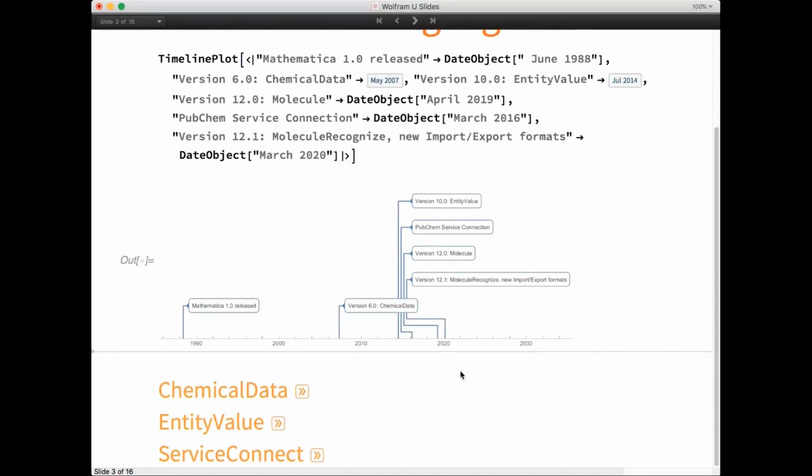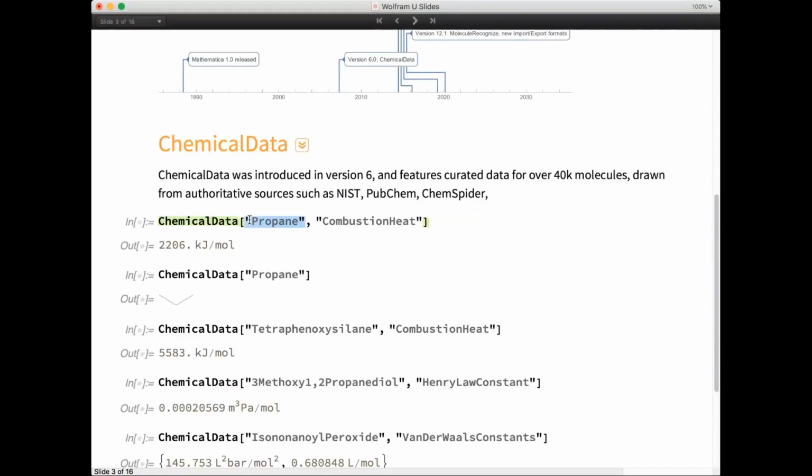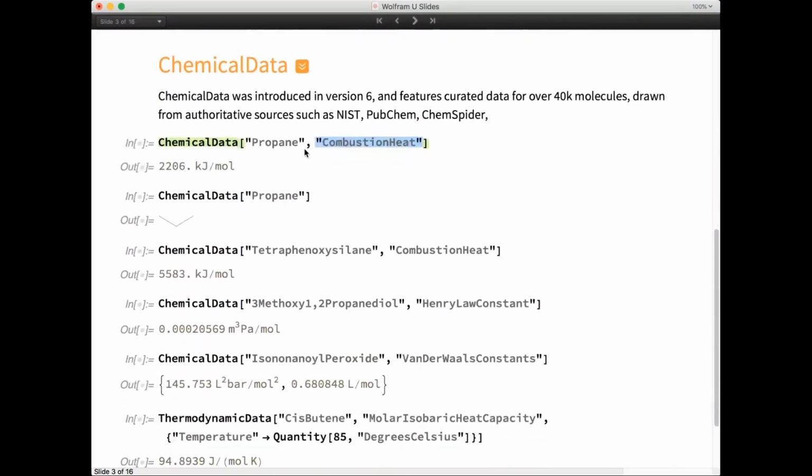I talked a little bit about ChemicalData, how the basic syntax is that you've got a chemical entity and then a property. I do believe that this was touched on in one of the previous talks, so I'm not going to go too into detail about this.